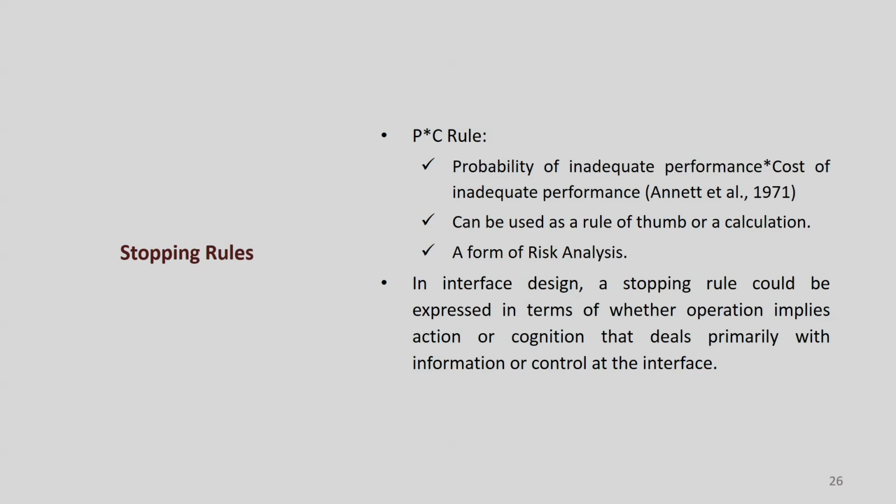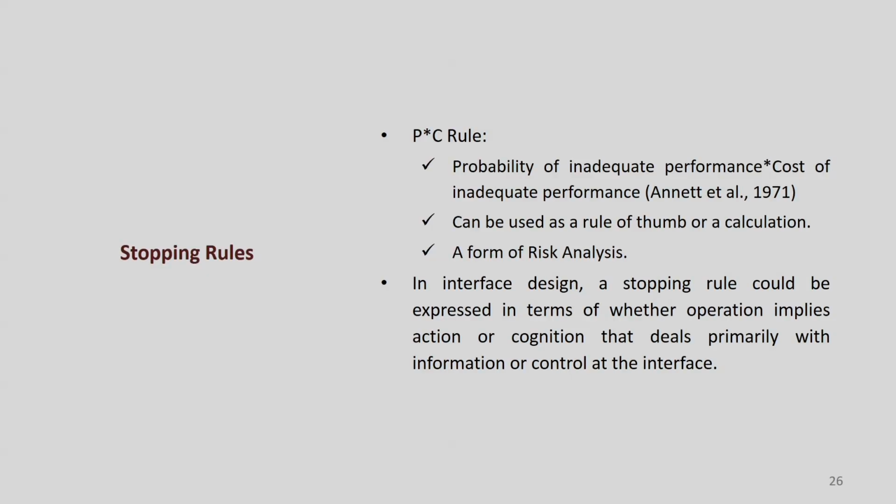So, if we are following this, and my cost of inadequate performance is very high, I always should stop that analysis or stop that process at that particular point, or I do not have any probability to enhance my performance if I do further analysis or further rechecking. Then I should stop my process over there. So, that is called the PC rule. It can be used as a rule of thumb.